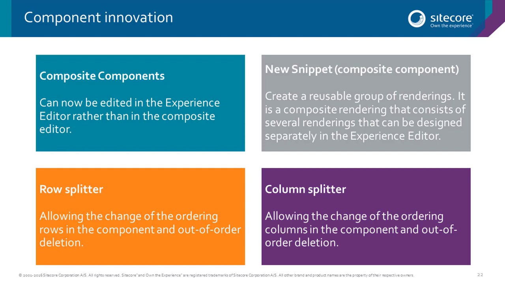We also introduced a new functionality called a snippet. The snippet rendering lets you create a reusable group of renderings. It is a composite rendering. It consists of several renderings that can be designed separately in the Experience Editor. In the same way as with partial designs, you can group different kinds of renderings and reuse these groups in different locations. The difference between a snippet and a partial design is that snippets are extensible. You can change the styling and you can use them as often on the page as you want.